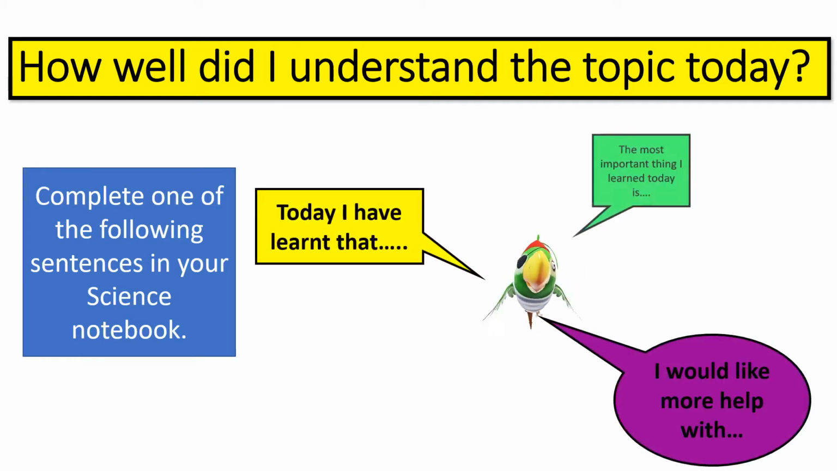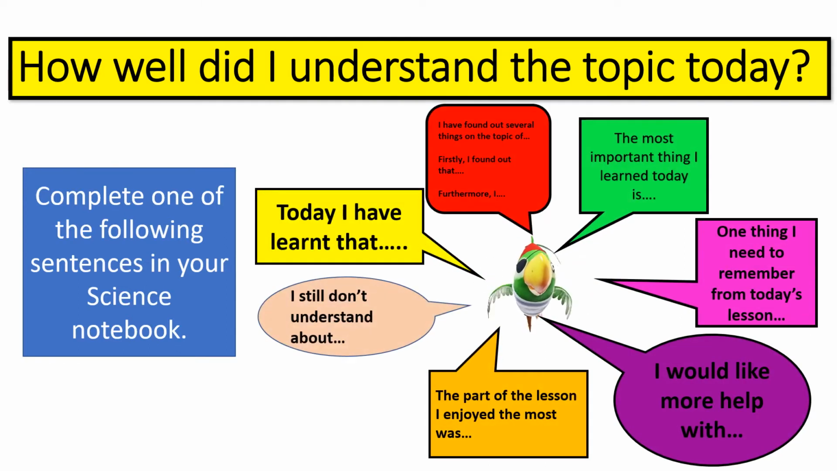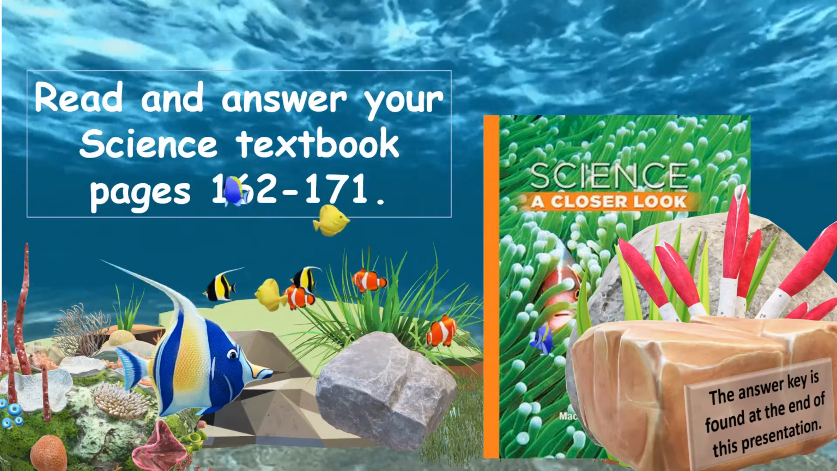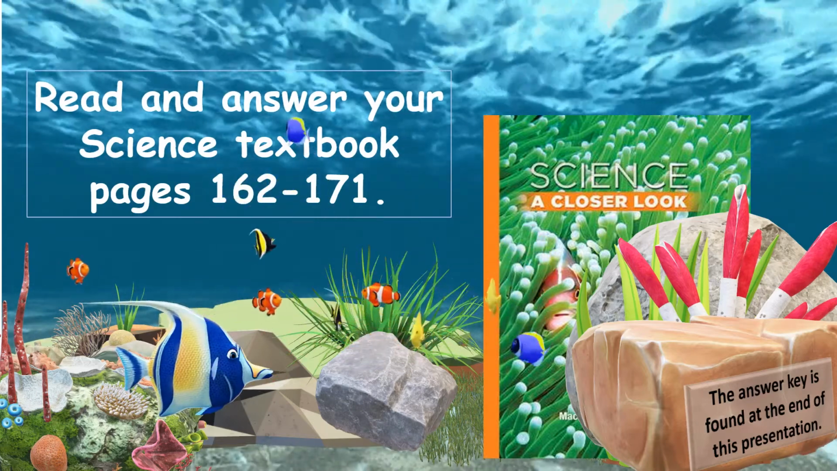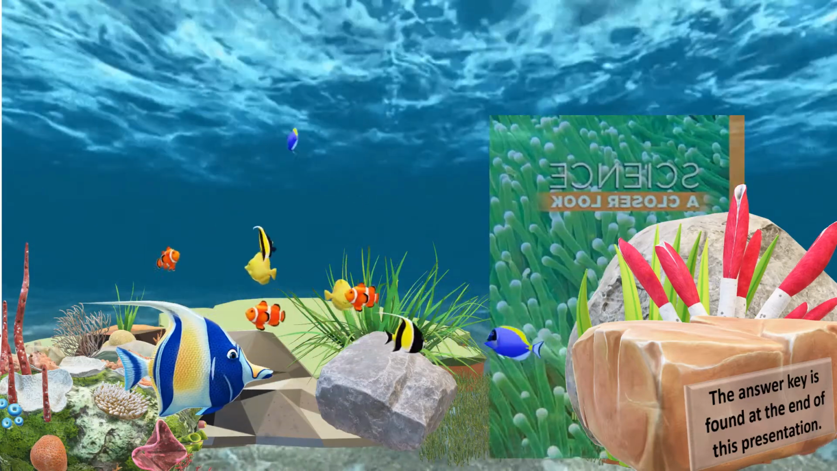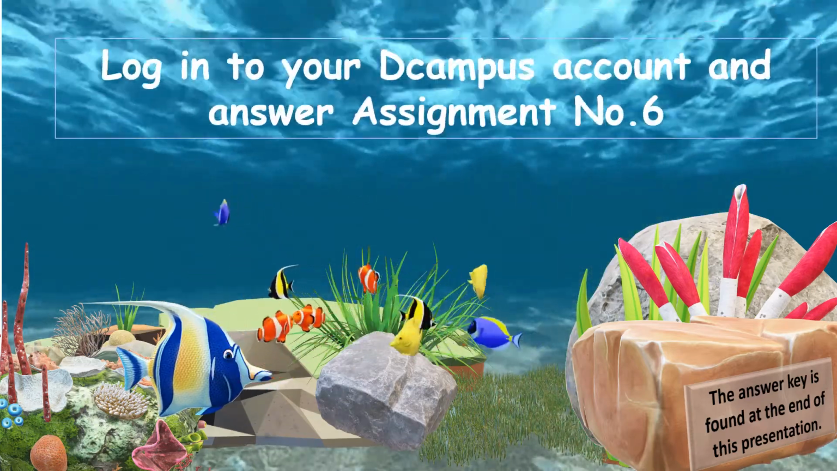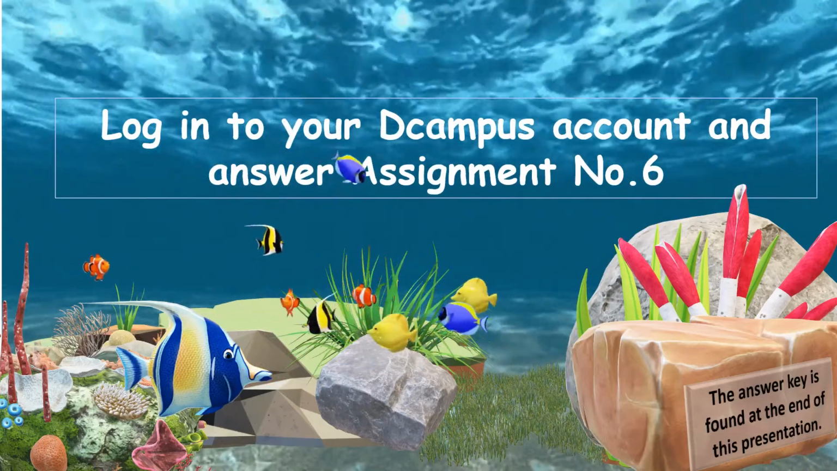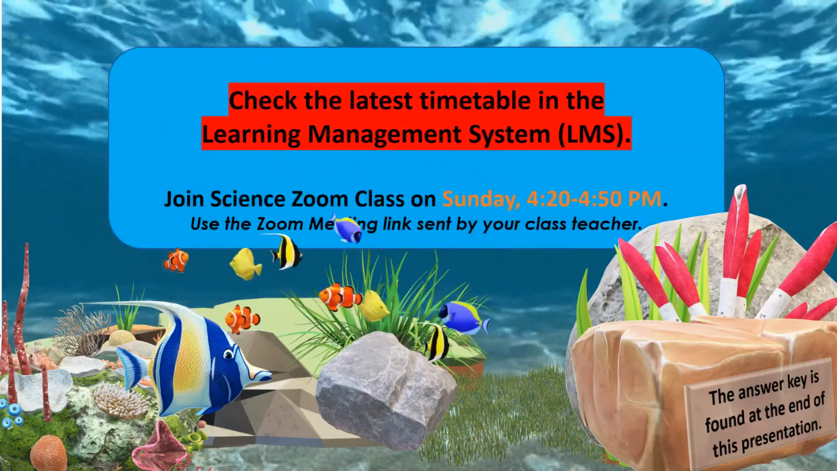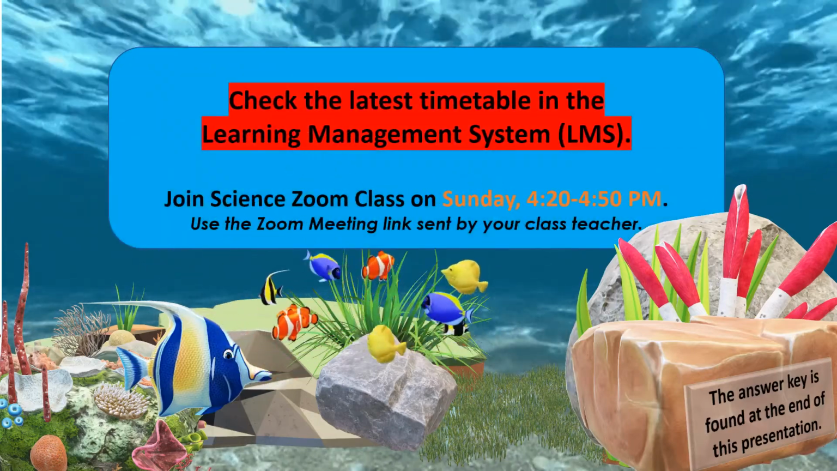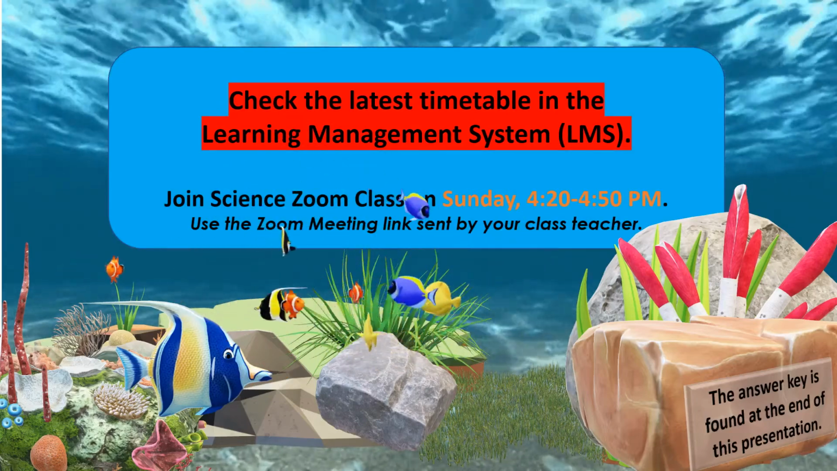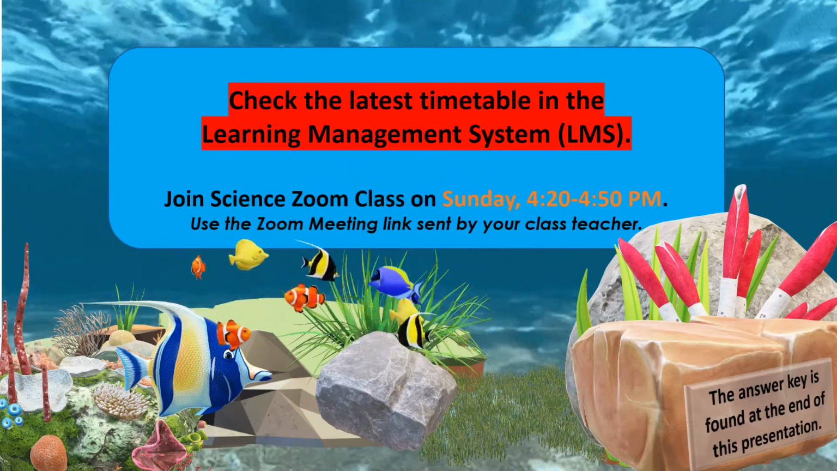How well did I understand the topic today? Complete one of the following sentences in your science notebook. Read and answer your science textbook, pages 162 to 171. Log in to your dCampus account and answer assignment number 6. Check the latest timetable in the Learning Management System or LMS. Join Zion Zoom class on Sunday 4:20 to 4:50 p.m. Use the Zoom meeting link sent by your class teacher.